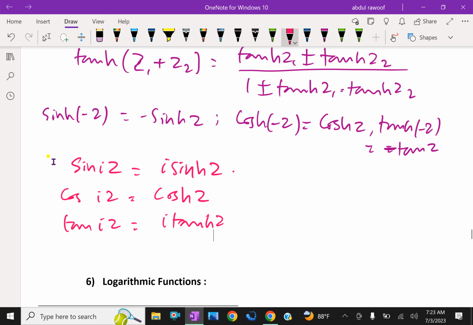Remember here, your normal function sin iz equals i sinh z, hyperbolic. Cos iz is hyperbolic cosh z. Tan iz normal equals i tanh z, hyperbolic.